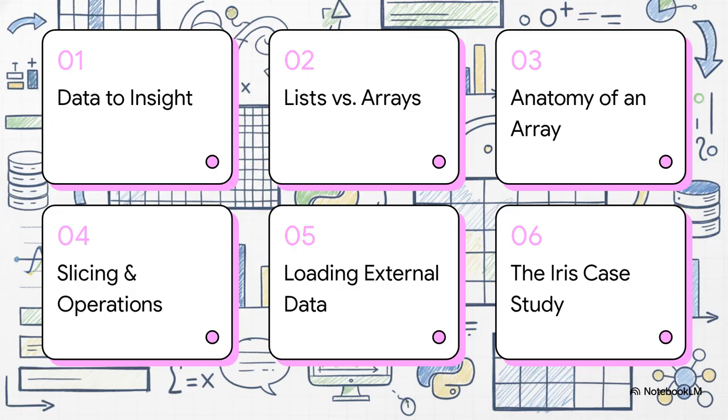So here's our roadmap for explaining the chapter today. We'll start with the jump from data to insight by looking at standard lists versus NumPy arrays, break down the actual anatomy of an array, cover slicing and operations, load up some real-world data, and finally, we'll put it all to the test with the classic iris case study.